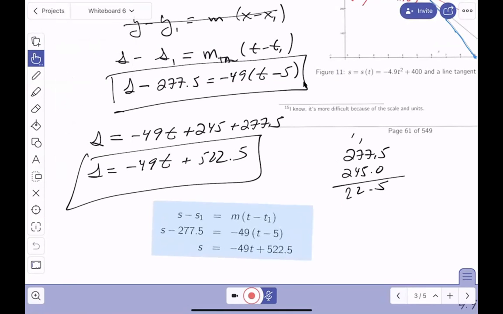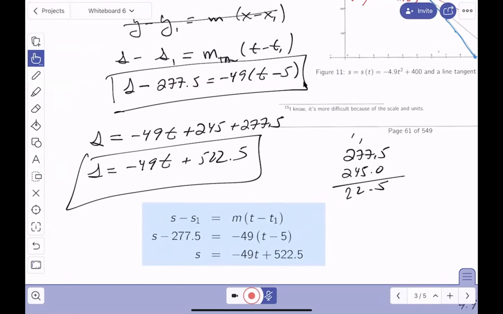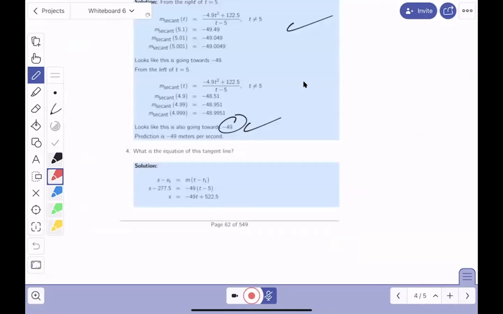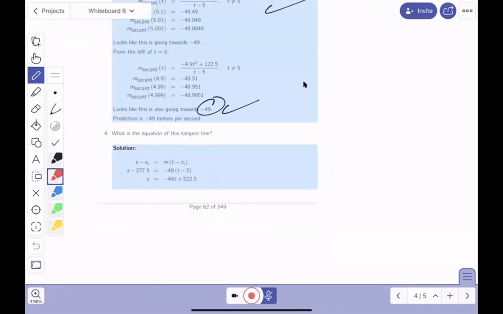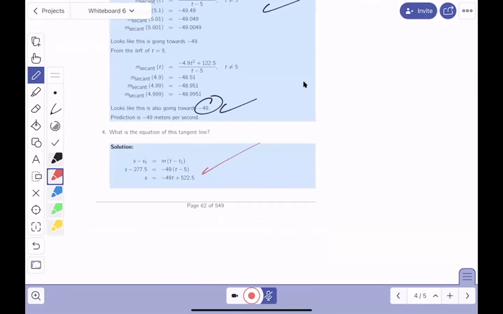So I'm going to make sure you know that I wrote this stuff down. I'm going to use my red pen. So I'm going to say, do I have this one down? I do. It's right here. S minus 277.5 equals minus 49 times T minus 5. Did I write the other answer down? I think so. S equals minus 49T, 522.5. Everything is looking good. All right, let me go to the next page. And I want to tell you where we are now. We're right here. We just verified that, right?